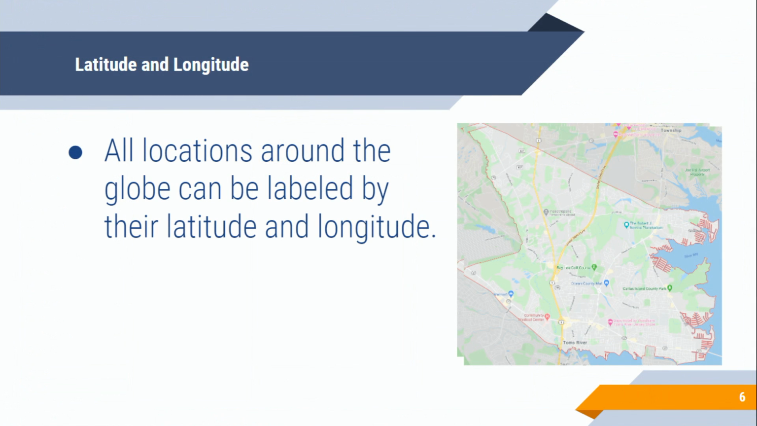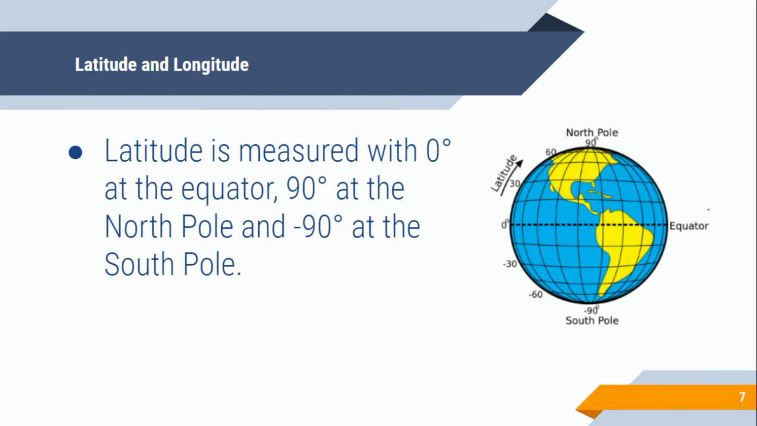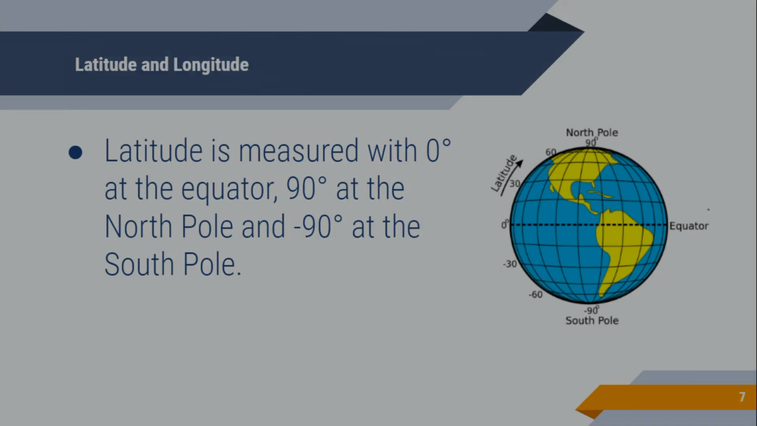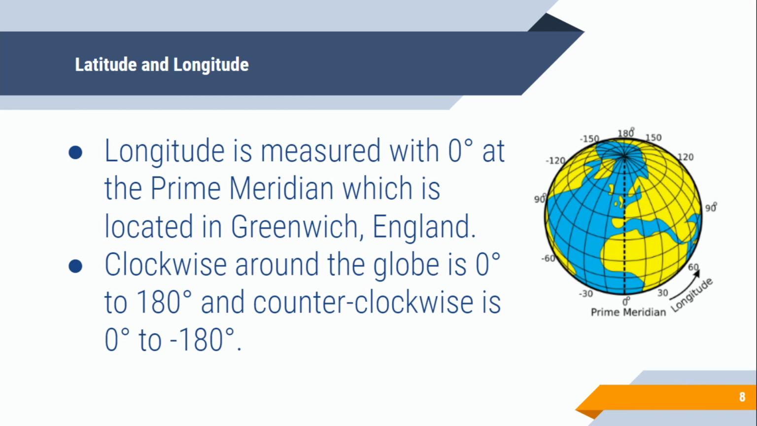Alright, so all locations around the globe can be labeled by their latitude and longitude. Latitude is measured with 0 degrees at the equator, 90 degrees at the North Pole, and negative 90 degrees at the South Pole. Longitude is measured with 0 degrees at the prime meridian, which is located in Greenwich, England. Clockwise around the globe is 0 degrees to 180 degrees, and counterclockwise is 0 degrees to negative 180 degrees.